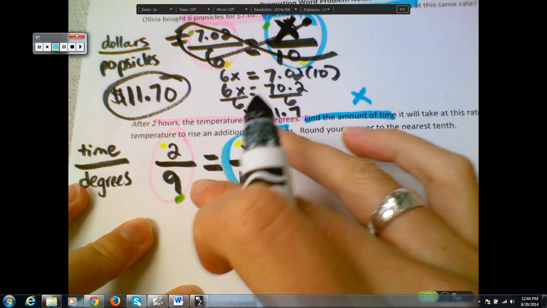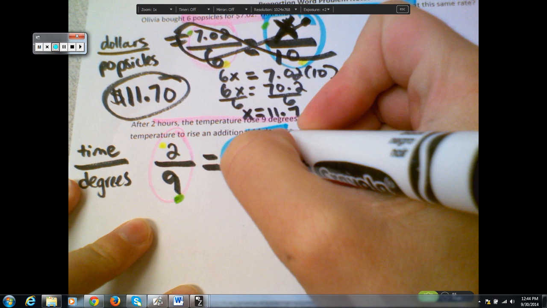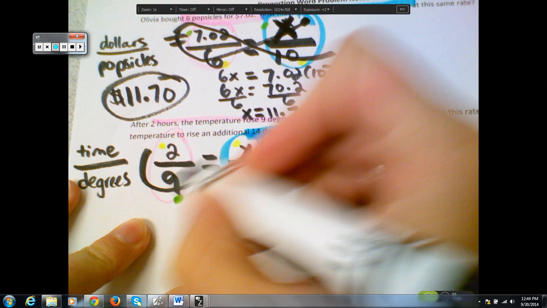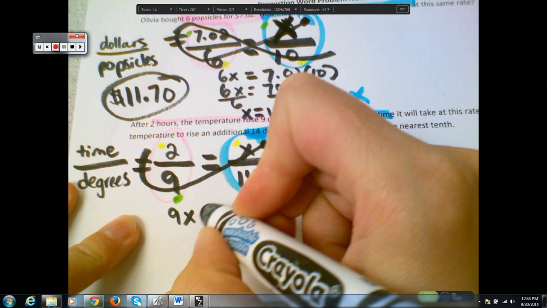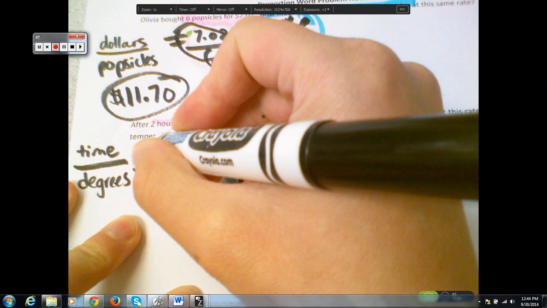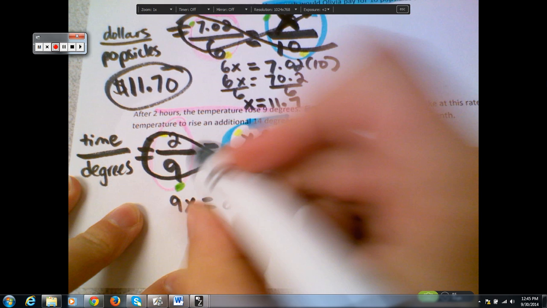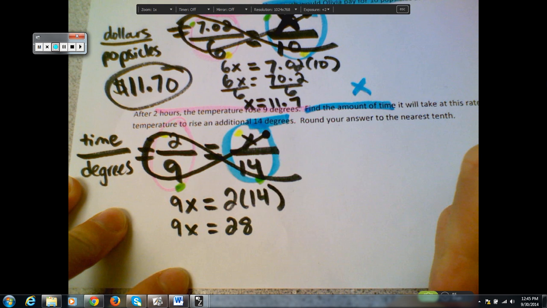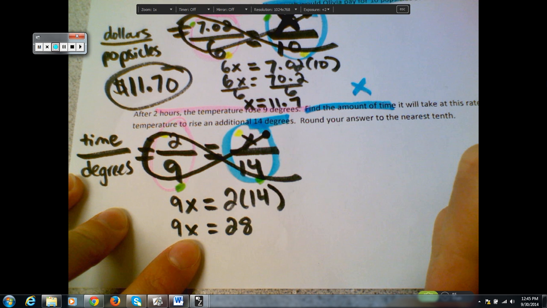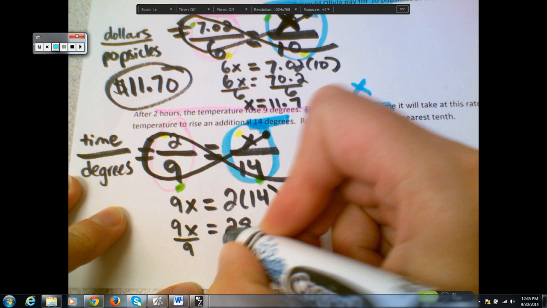Again, cross products are always equivalent in proportions, so we can use our multiplication fish to find the cross product. 9 times x is written 9x, equal sign, 2 times 14. And I'm going to simplify. 9x equals 2 times 14 is 28. The next thing I need to do is get x alone. Right now x is being multiplied by 9, so I need to undo that. The opposite of multiply is divide. So I'm going to divide by 9.